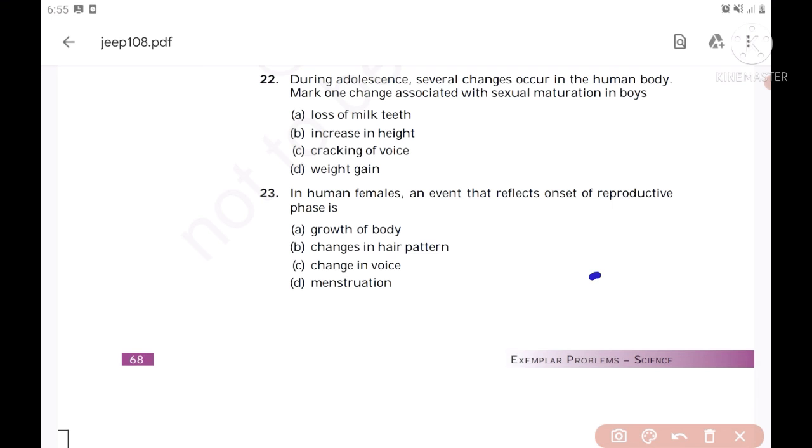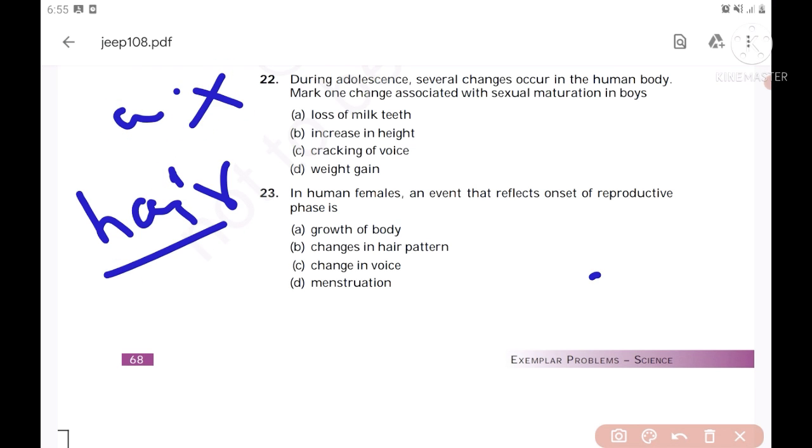So in this, the main changes that occur are hair growth. This hair will grow in some parts of the body like armpits and chest. Next, you can take cracking of voice. I think you could observe this in your classmates who are boys, or if you're a boy, yourself: your voice will change after a particular standard, something like ninth or eighth. A rough voice will be created. And next, the skin becomes oily and you get pimples.